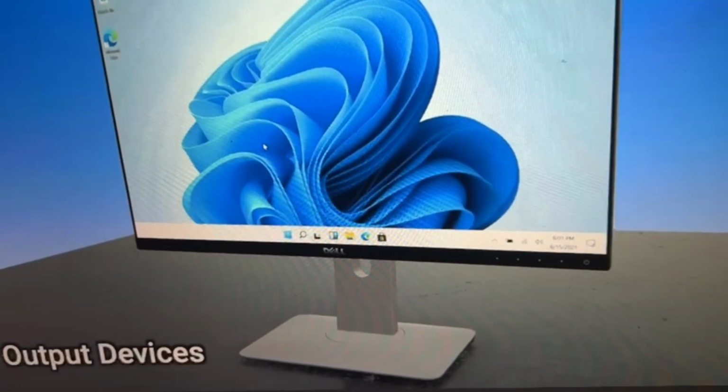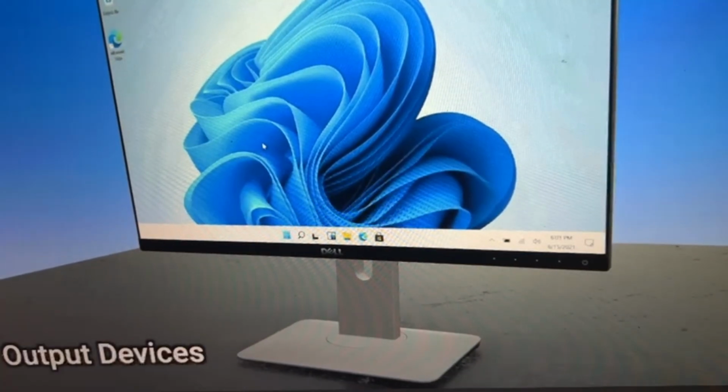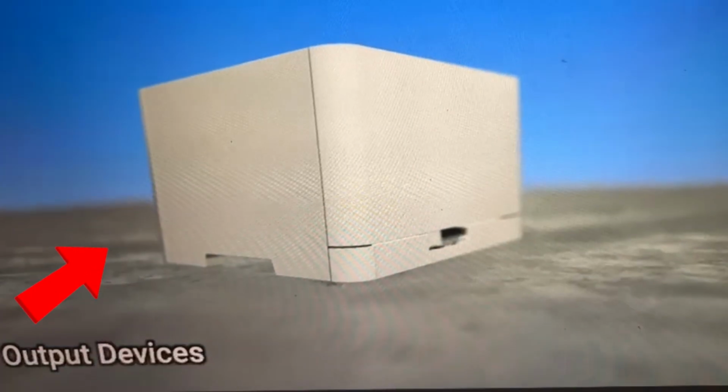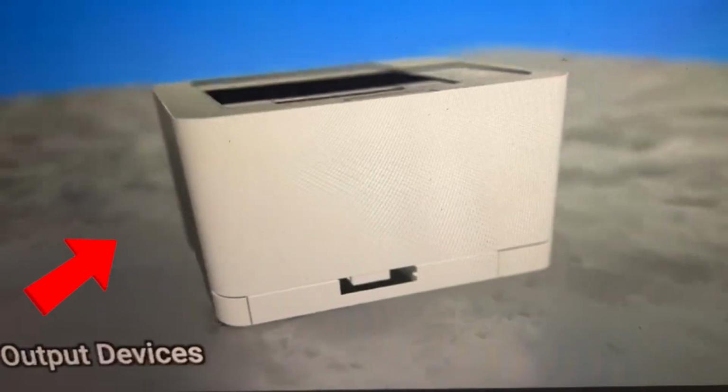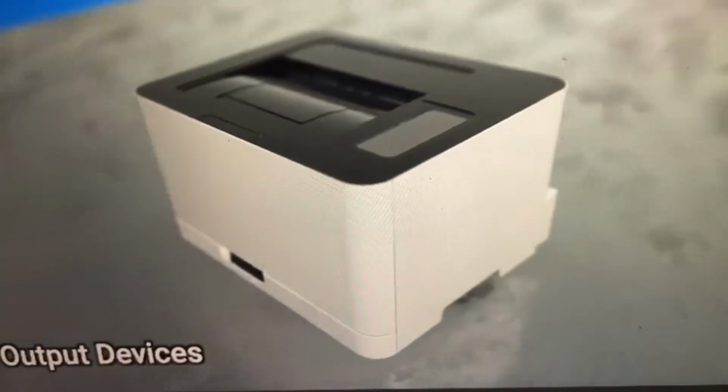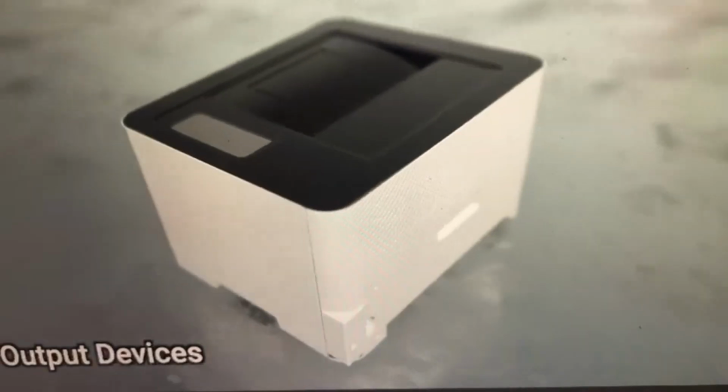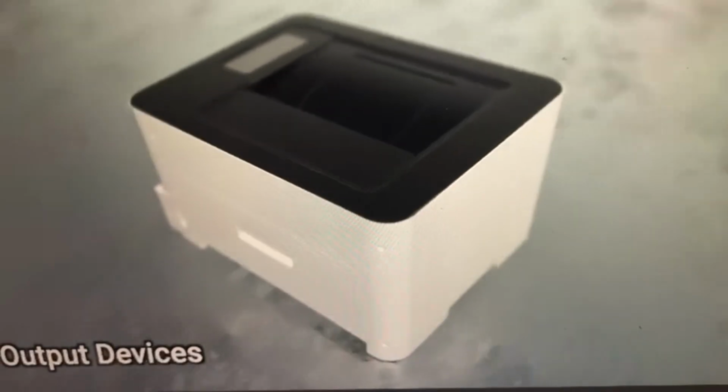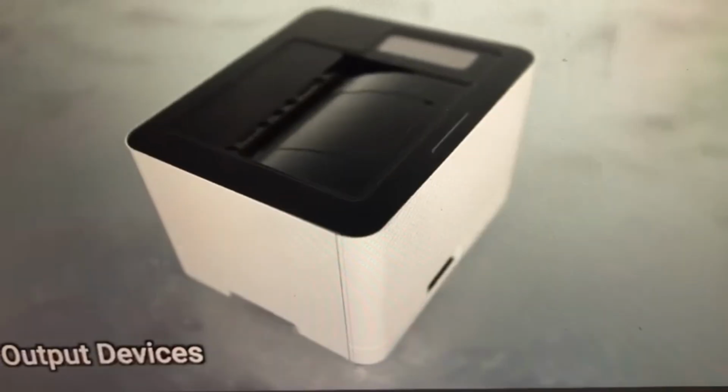Another very common output device is a printer. Printers take information that is processed by the CPU and print it on a piece of paper. There are more than just visual output devices.